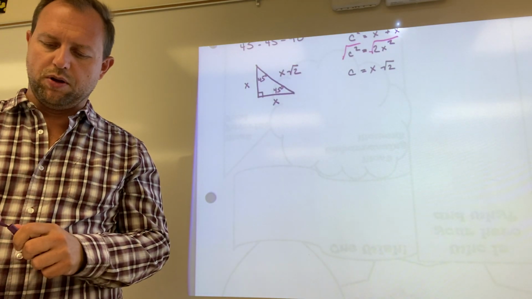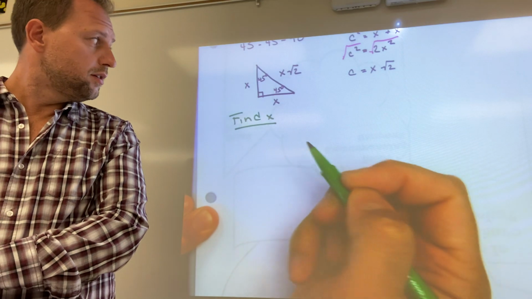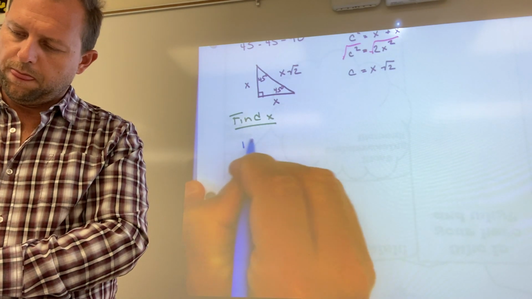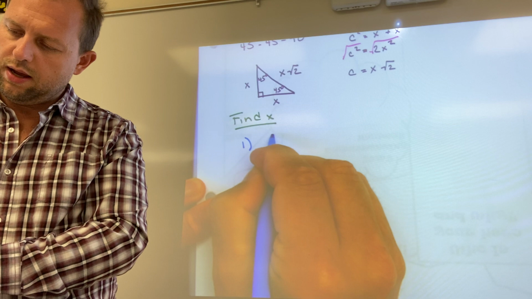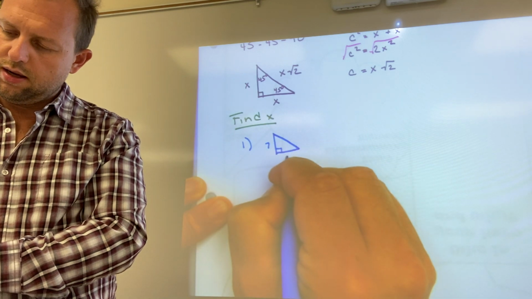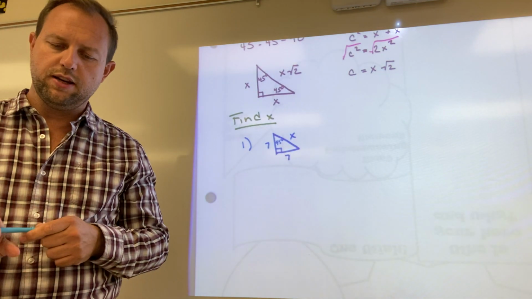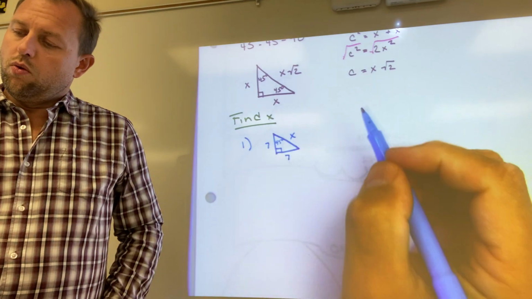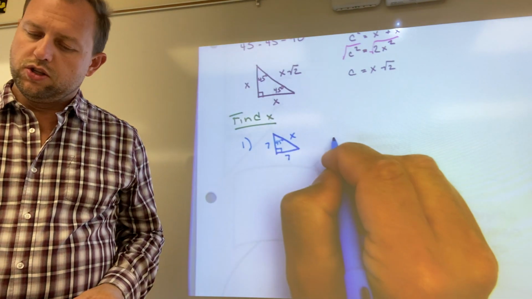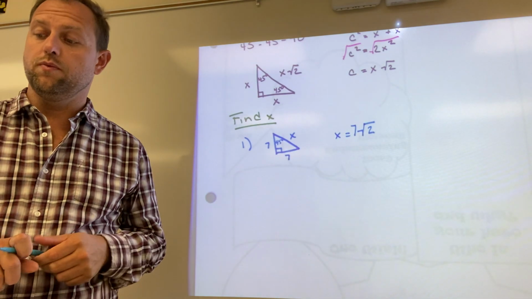So if we look at a couple of examples, our first one, if we know the legs are 7 and 7, and of course this is a 45-degree angle and a 90-degree angle, what is x? Well, we know that whatever the side is, it's just that times root 2. So in this case, x is equal to 7 times the square root of 2.